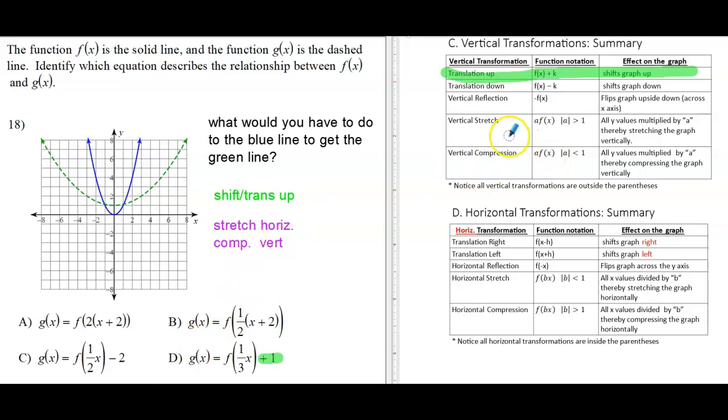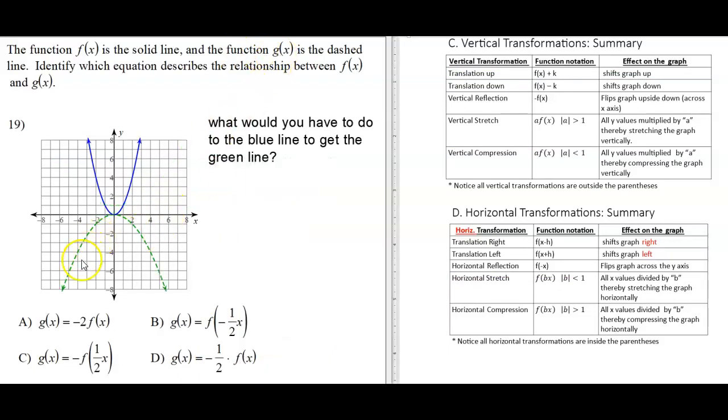If we have a stretch horizontal or a vertical compression, either way, we're multiplying inside or outside the parentheses by a number that's less than 1. And sure enough, that is what's happening here. So the answer is D. Let's go ahead and take a look at another question.